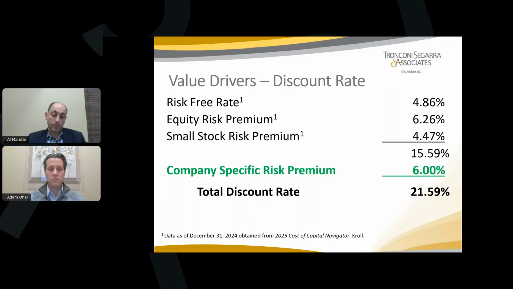The equity risk premium is the premium on top of that 4.86% that has been produced by S&P 500 stocks from 1926 to 2024. So over about 100 years, S&P 500 stocks have returned approximately 11% in total, or 6.26% over the risk-free rate. So you need to give me at least 11%, because I can go get an S&P 500 index fund and get 11% in perpetuity.